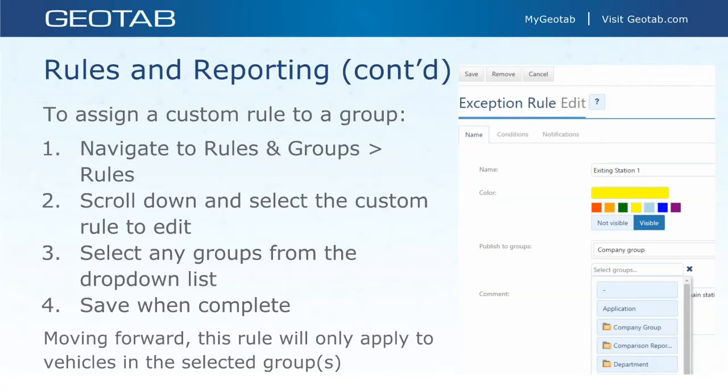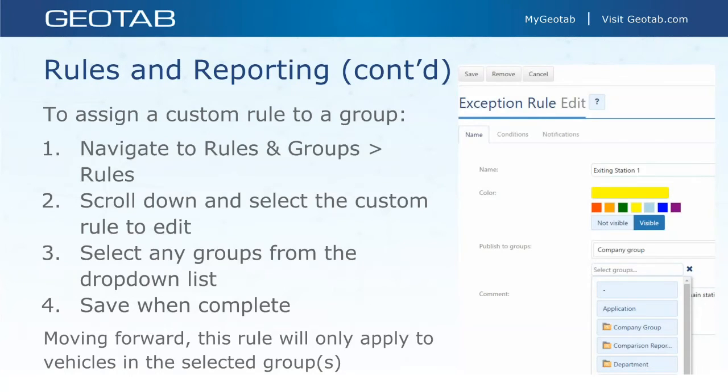If you click on the custom rule, it's going to bring you to a screen like you see there on the right, and it says publish to groups. You can choose a single group or multiple groups from that list. You can take these rules, you can apply them to multiple groups, decide what vehicles you want this to apply to, and then hit the save button when you're done. Moving forward, this rule will only apply to vehicles in those selected groups.